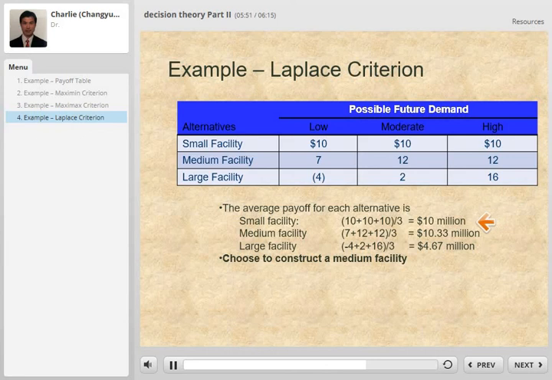Now, out of these 3, we choose the best. What is the best out of these 3? It's $10.33 million. So we choose to have a medium facility because the best average is the medium facility. It gives us a $10.33 million payoff.